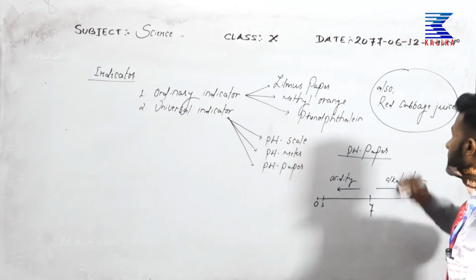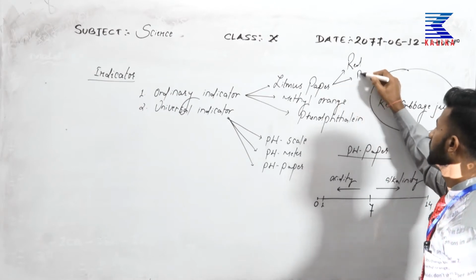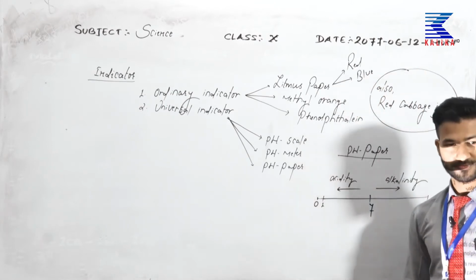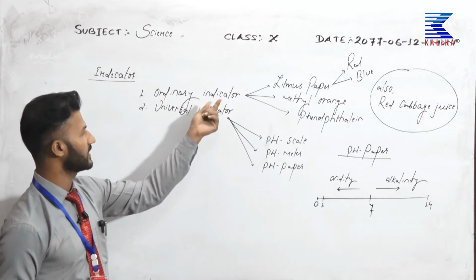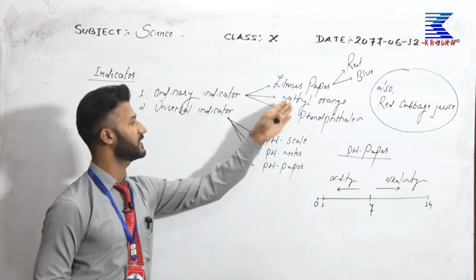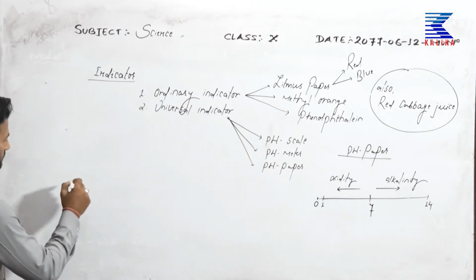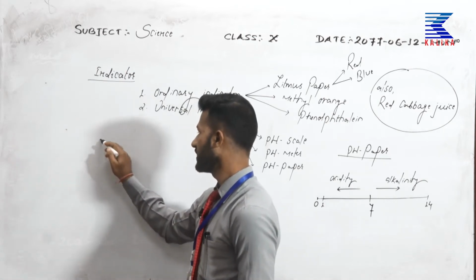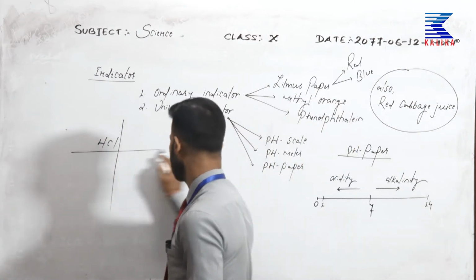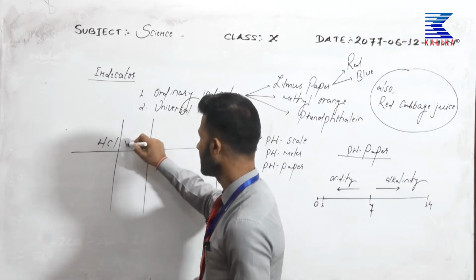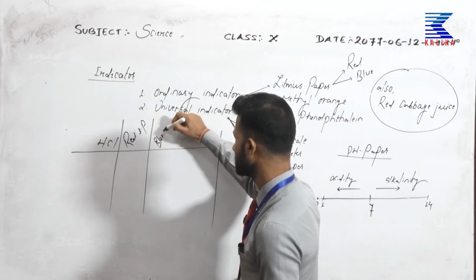This litmus paper can be found in two colors. One is red litmus paper and another one is blue litmus paper. Now let me say what happens when acid, base and salts are respectively treated with different types of ordinary indicators. Just have a proper look here. Let me take one example of acid, HCl. This is an acid. Whenever acid is treated with red litmus paper or blue litmus paper, see the change here.